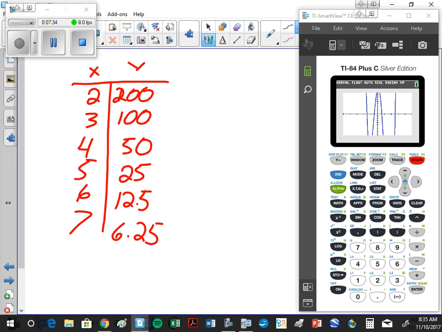Can I find a multiplication pattern? Times 1/2. So 200 times 1/2 times 1/2 times 1/2, and that pattern continues all the way down. So that would be an exponential equation. Does that make sense? Okay.